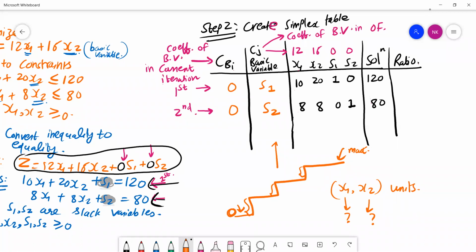So we have started with S1 and S2. Because if I were to write x1 and x2 over here, that would mean two variables are contributing in our objective function. But we don't know whether they would be contributing or not, or how much they would be contributing. So we say, let's start with the slack variables, that is, the residual variables. The slack variables are nothing but the residual variables.